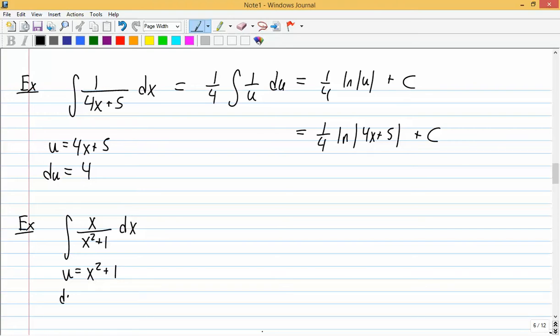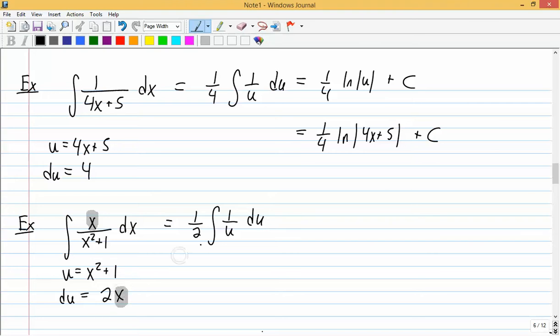Then find your du. The derivative of u is 2x. So what I need to look for is, is there an x to the first power in the numerator? Yes, there is. As long as that variable part is in the numerator, now this is a natural log integral. So I come back, I adjust for my constant, so that's equal to 1/2 times the integral of 1 over u du.